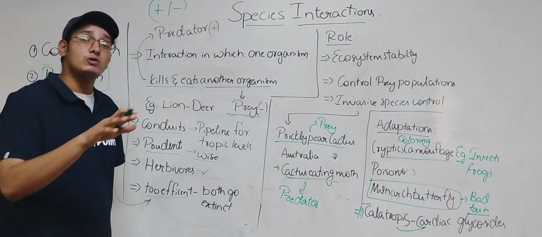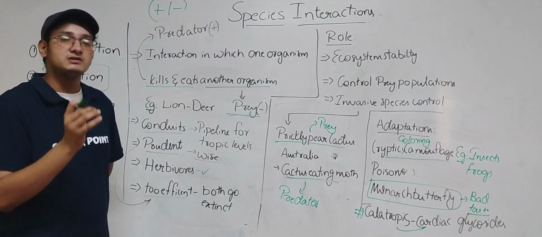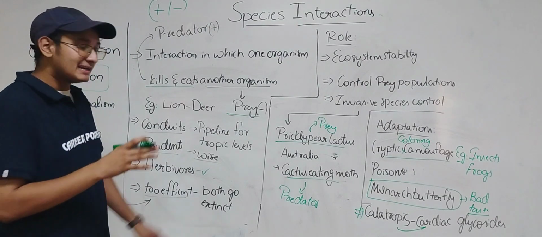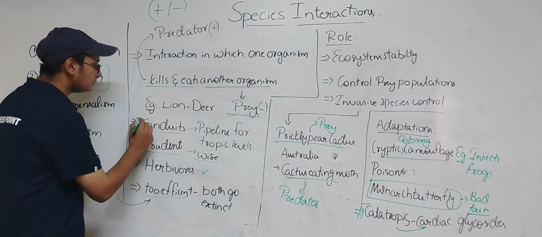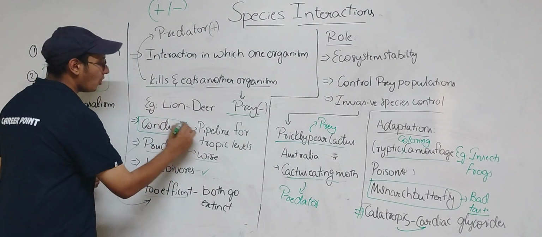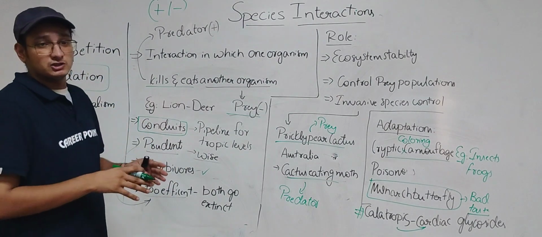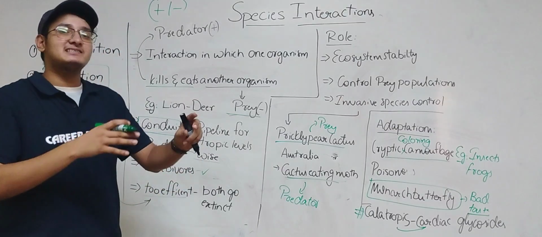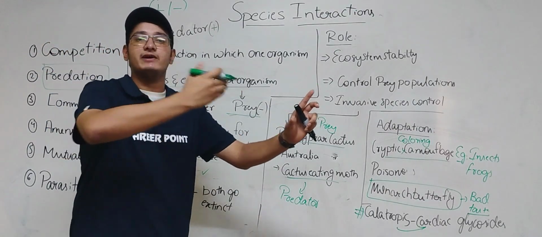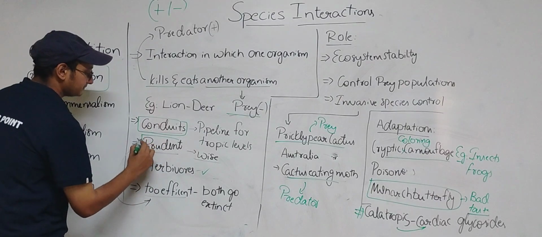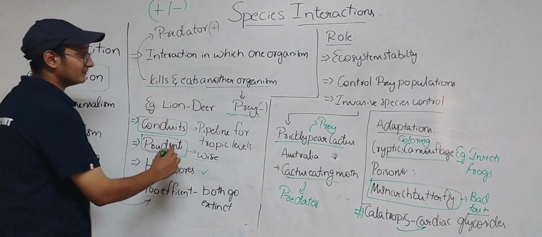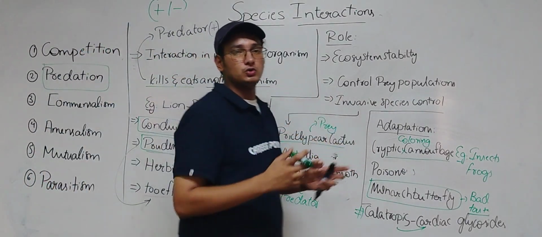Sometimes we can also call herbivorous animals predators because they feed on plants. So here we have three different important terms. Conduits means a pipeline, so these predators act like a pipeline for each and every trophic level. And these are prudent in nature. Prudent means they are wise in nature. They know what to do.